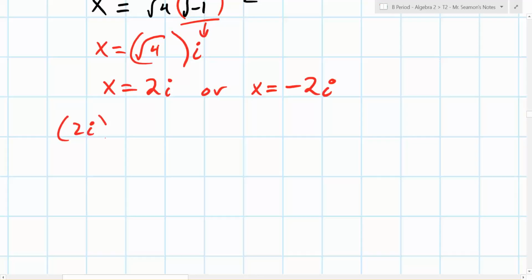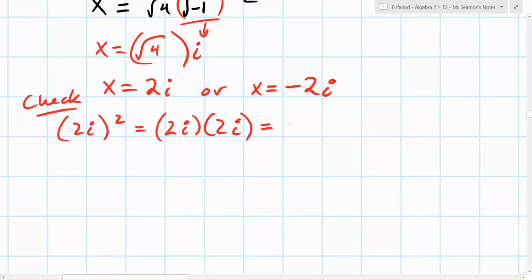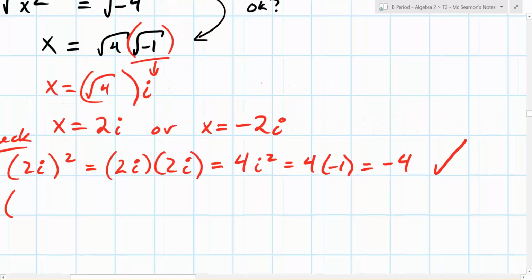What's 2i squared? We're checking now. When you square something, what does that mean? Multiply by itself. What's 2 times 2? 4. What's anything times itself? It's squared, right? So i times i is i squared. But what is i squared? 4 times negative 1. Oh, so does that equal negative 4? It does, because i squared is negative 1. The definition here, what is i squared?